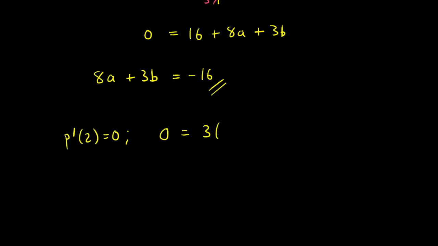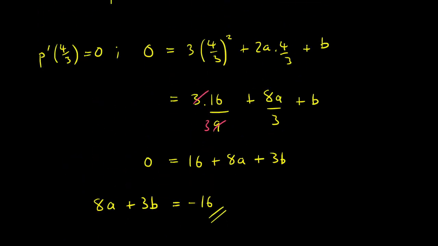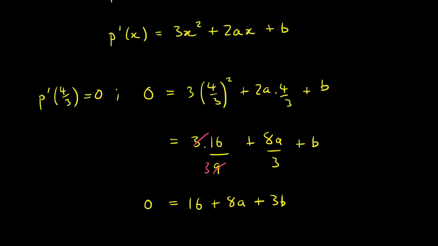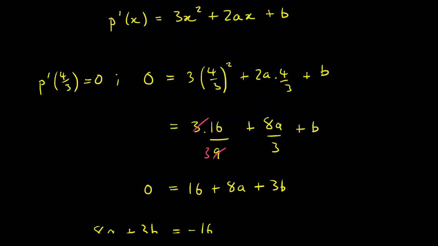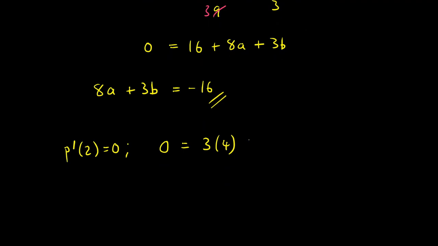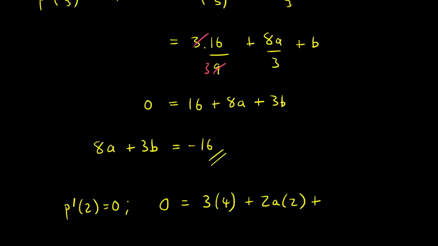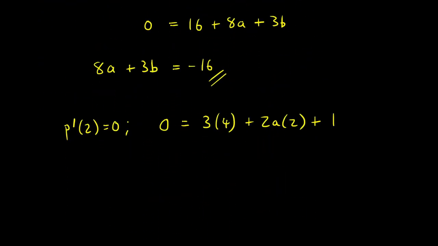So 2 squared is 4, plus 2a times 2, plus b. All right, so that's going to be 12 plus 4a plus b. And so 4a plus b is going to be equal to negative 12.